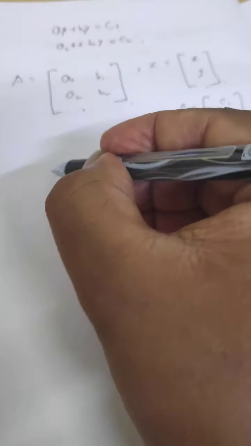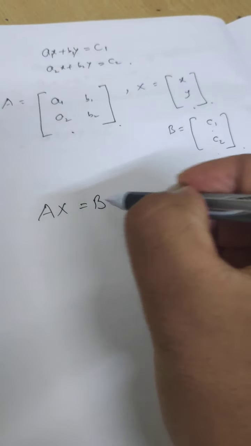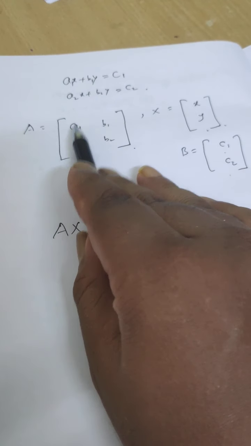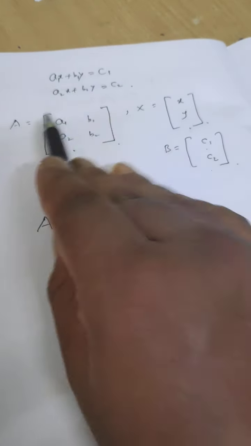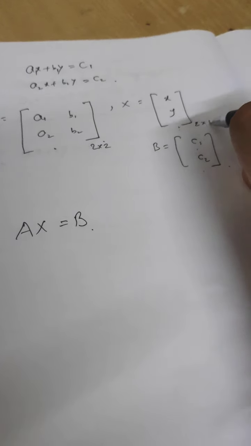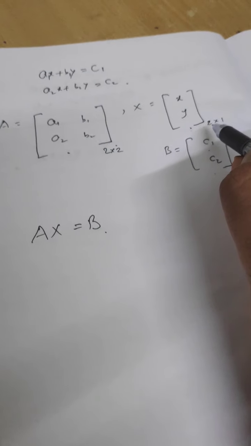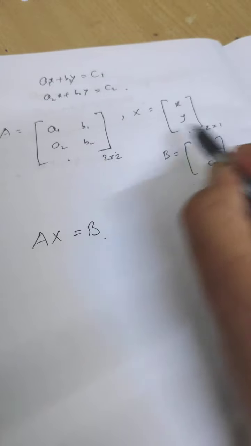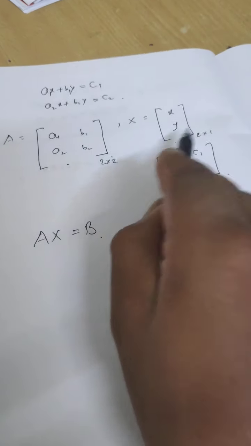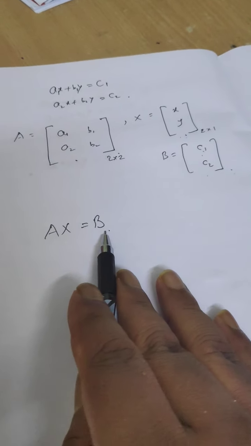Now why have we taken it like this? Can I write this equation as AX equal to B? You can check. If you multiply these two, it will be a1x plus b1y. This is a 2 by 2 matrix and this is a 2 by 1 matrix. We can multiply them, because the number of columns of the first matrix equals the number of rows of the second matrix. The resultant matrix is of order 2 by 1, and this is also 2 by 1. Now you can check a1x plus b1y will be equal to c1. So we can write AX equal to B.